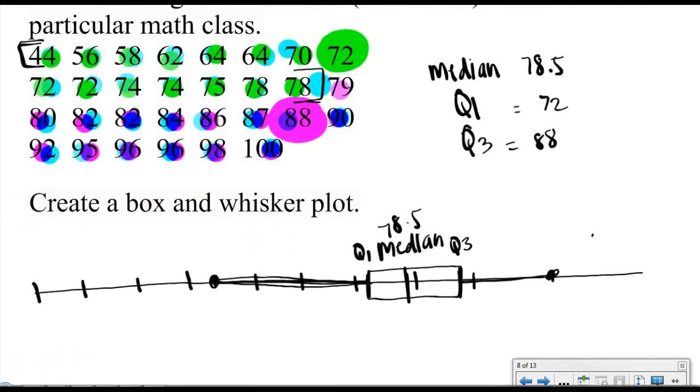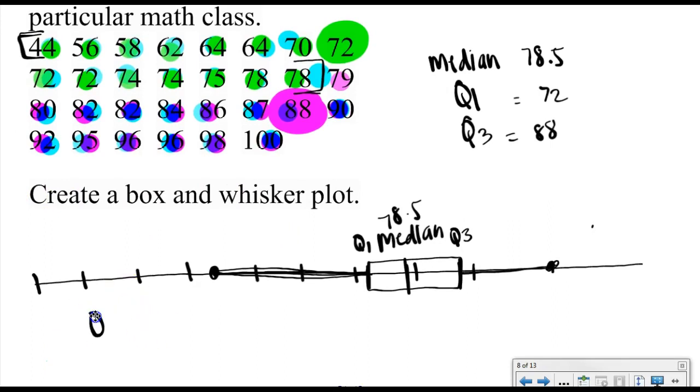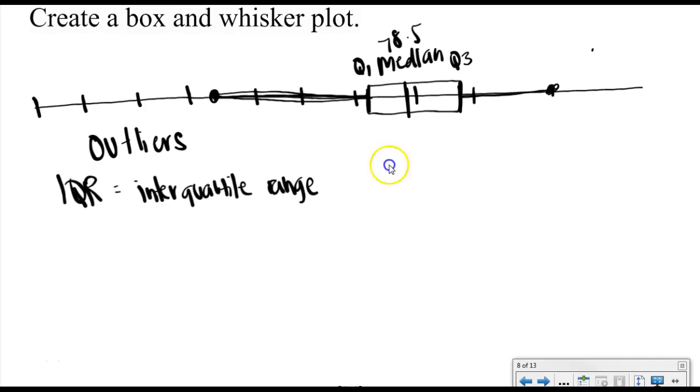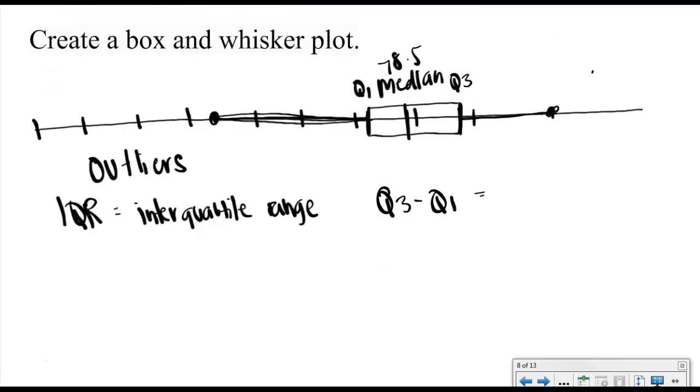Okay, so there's a couple of steps in order to find these outliers. If you're asked to determine whether or not there's an outlier, the first thing you need to find is your IQR. This is called your interquartile range. And that's where you subtract your Q3 minus your Q1. So Q3 was 88, Q1 was 72. So 88 minus 72 is 16, okay?